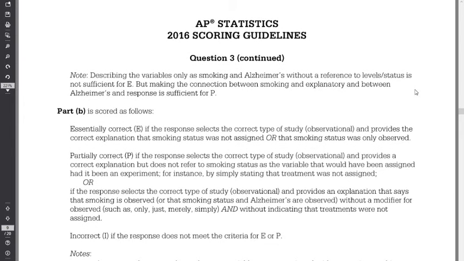Part B. Correct type of study, observational, and provides a correct description that smoking status was not assigned or that smoking status was only observed. So you need to specifically do that in the context of the problem. If you said it was an observational study because there wasn't a treatment, then that would be partially correct because you didn't specifically apply the definition of observational study to the context of that question.